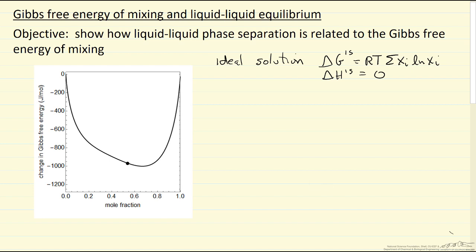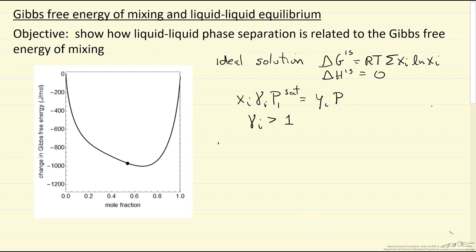Now, what we're interested in is a case where we have positive deviations from Raoult's law. What this means is that x_i gamma_i P_i sat equals y_i P, where gamma_i is the activity coefficient. This is the modified Raoult's law. When we talk about positive deviations, we mean gamma_i is greater than 1, and so the pressure above a liquid mixture is higher than that predicted by Raoult's law.